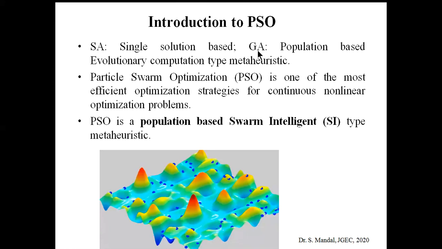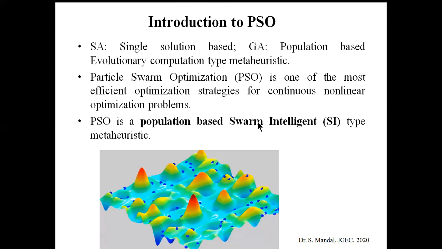Okay, so GA has better performance than simulated annealing, and we already know that simulated annealing is inspired by the real annealing process of metal, whereas GA is inspired from the evolutionary concept of biology. Okay. Now, in this class, we will discuss particle swarm optimization, which is a population-based swarm intelligence type of metaheuristic, and it is one of the most efficient optimization strategies so far, and it is widely used for continuous nonlinear optimization problems.